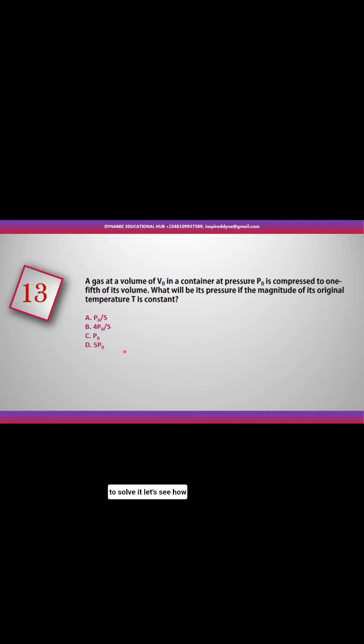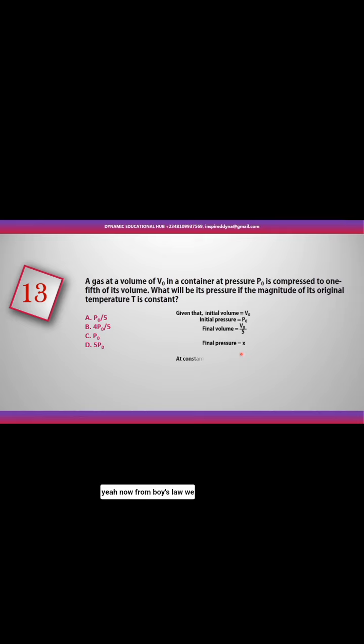So if you want to solve it, let's see how to solve it. Now we are given the initial volume in the question, which is V0, initial pressure P0, and we are given the final volume. The volume has been compressed by 1/5, which means V0 divided by 5. Then we don't know the final pressure at constant temperature. According to the question, the final pressure will be X here.